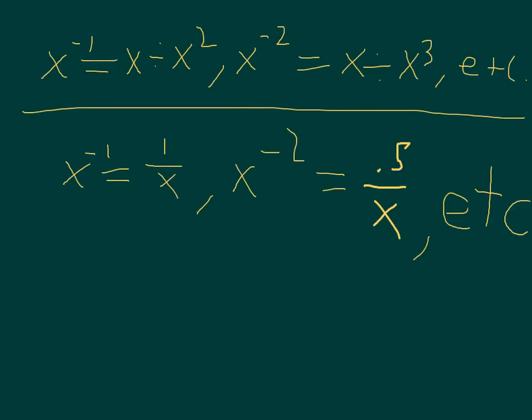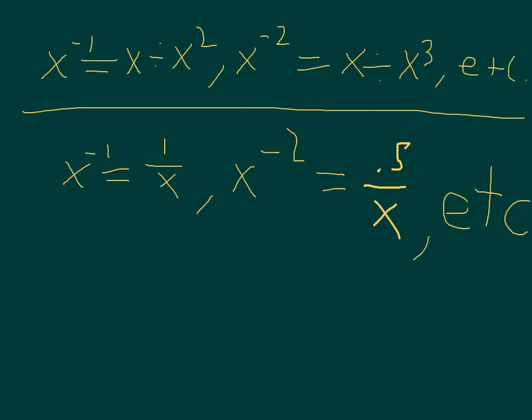So if you have a number to a negative exponent, basically the way that you can solve it is you take that number and divide it by itself to a positive exponent, one greater than the positive opposite of the negative counterpart. So if you have x to the negative 1, it's equal to x divided by x to the second. If you have x to the negative second, it's equal to x divided by x to the third, and so on and so forth.